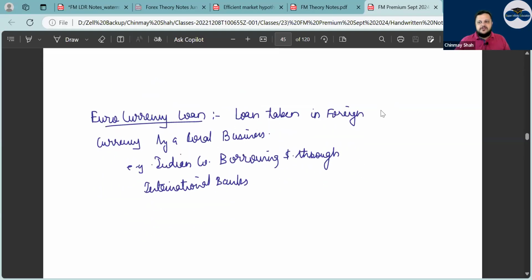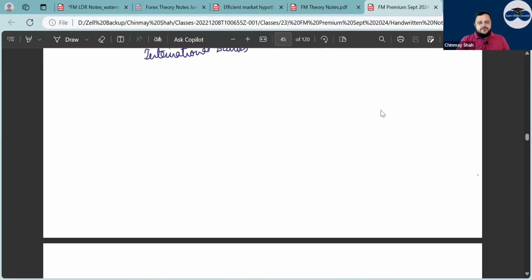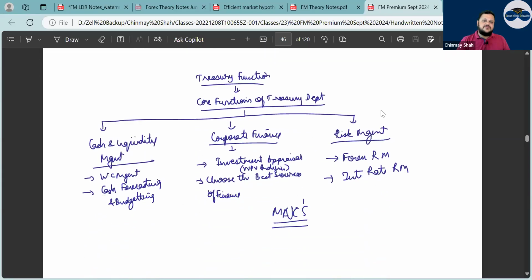Then euro currency loan means what? Loan taken in foreign currency by a local business. An Indian company borrowing dollars through international banks, right? Then treasury function.